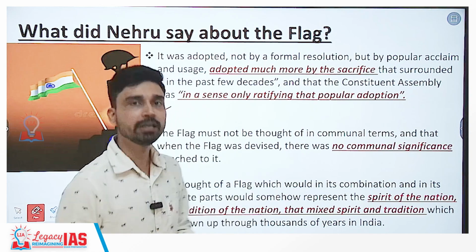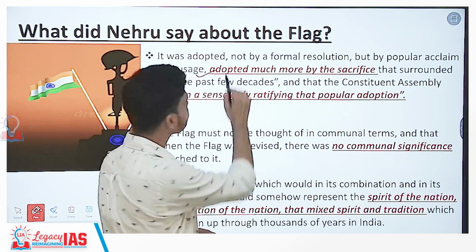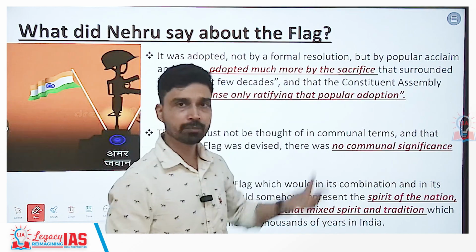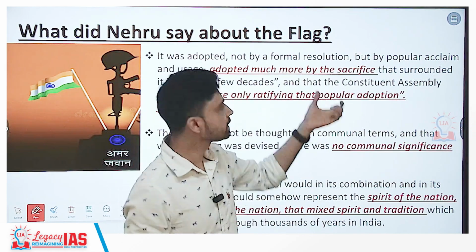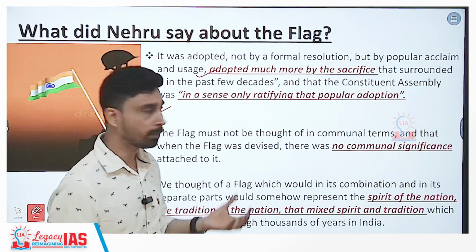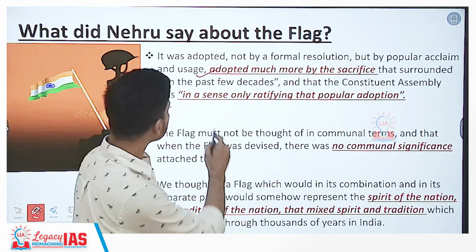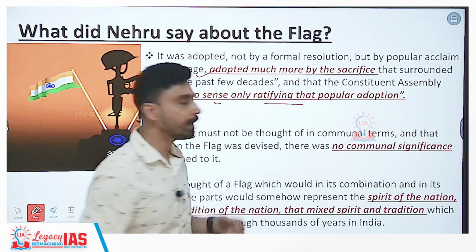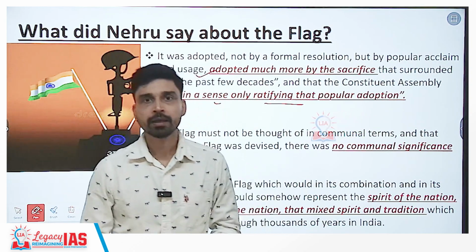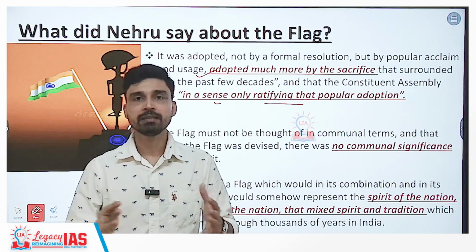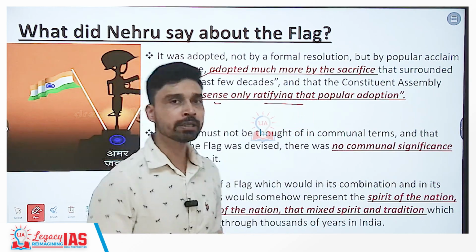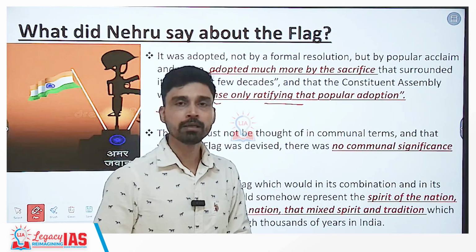And the reason they have already accepted it is that the flag is not just a symbol of anything, rather it is much more than this. It is a representation of the sacrifice that surrounded the country in the past few decades, and the Constituent Assembly was in a sense only ratifying that popular adoption. So in one way, what he is trying to convey is that it is not us deciding the tricolor to be our national flag, rather we are simply ratifying the decision of the people of India that this should be our national flag.